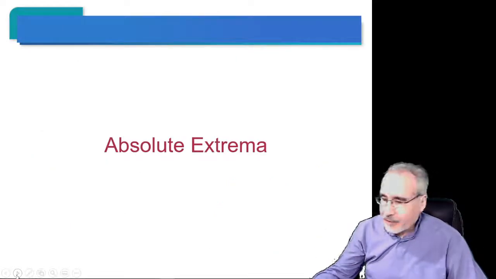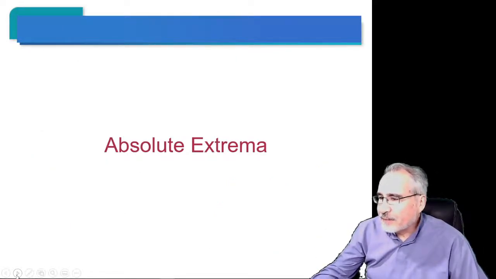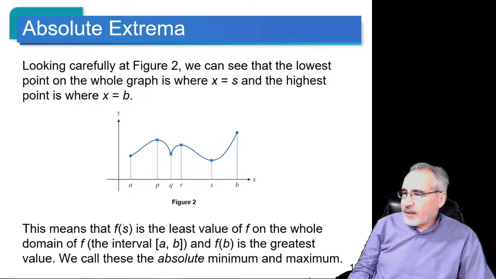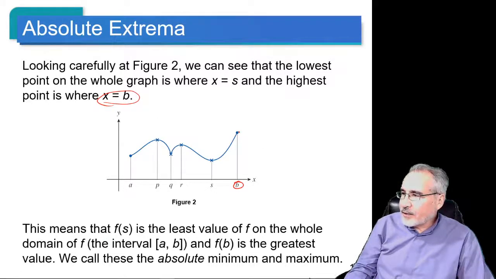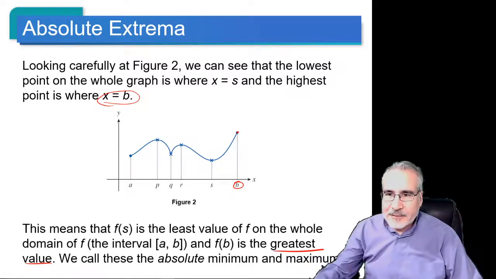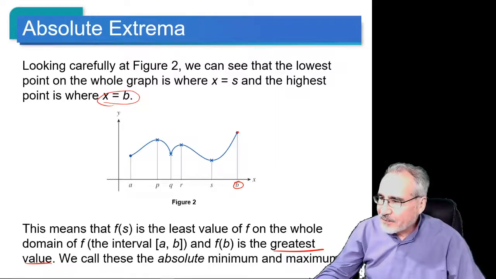So let's talk about absolute, right? What does that mean? Well, that's when they talk about B. Okay, because at x equals b, there's our absolute. It is the greatest value of all time. I am the greatest. It's the Muhammad Ali of points.